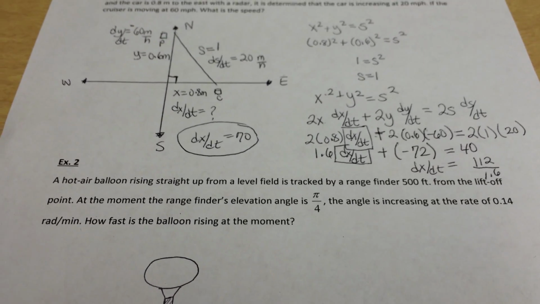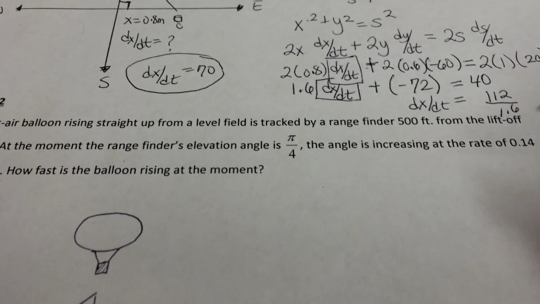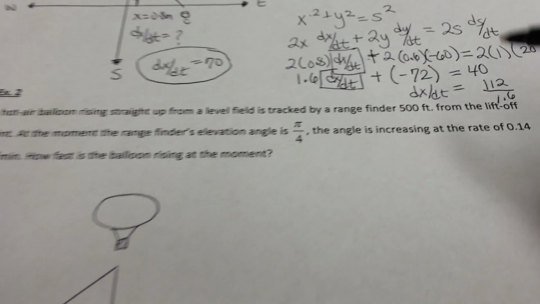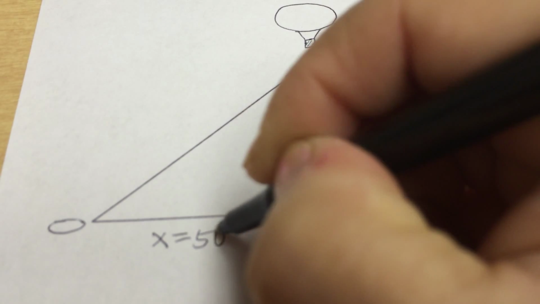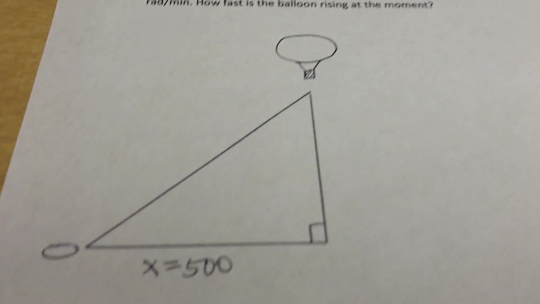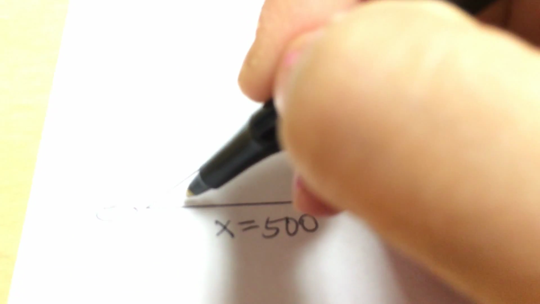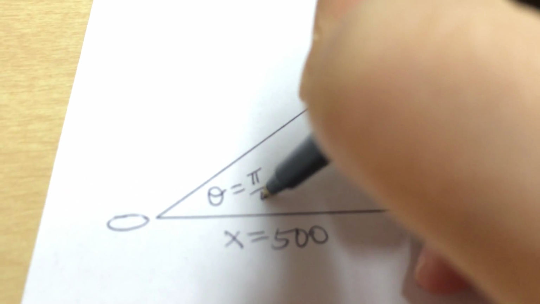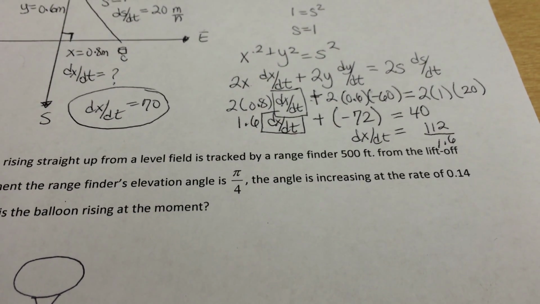Okay, so then what information do we have? I have 500 feet. It says from the rangefinder to the liftoff. So I believe this is going to be our x is equal to 500, right? And then we know that theta is going to be pi over 4. So I have this theta right here, pi over 4.